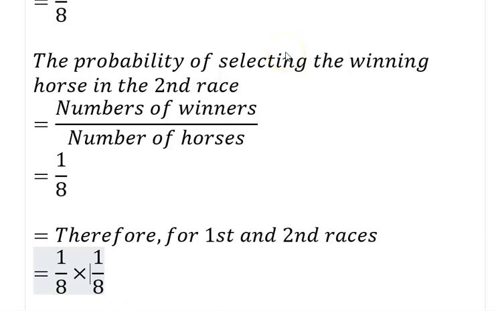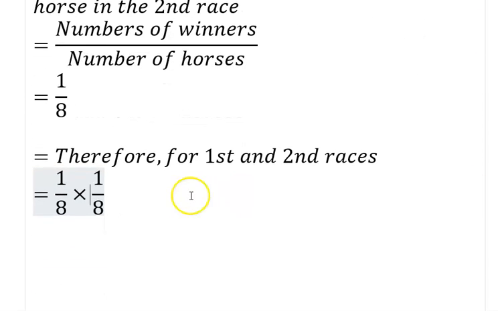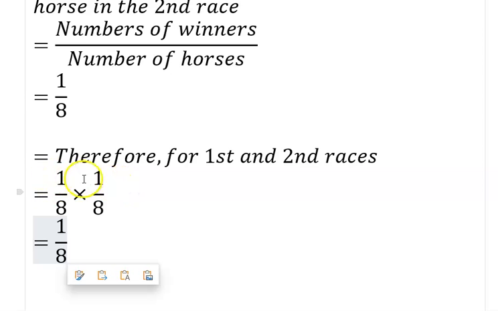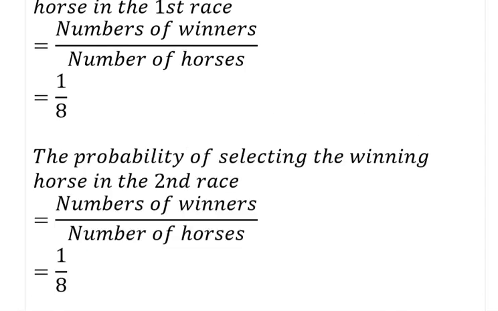By implication, we are multiplying both. Don't forget, in probability, once you are given "and", you are to multiply. So 1 times 1 up here is 1. 8 times 8 will give us what? 64. Beautiful. So that answered the question. So let's quickly move straight to question number 2.